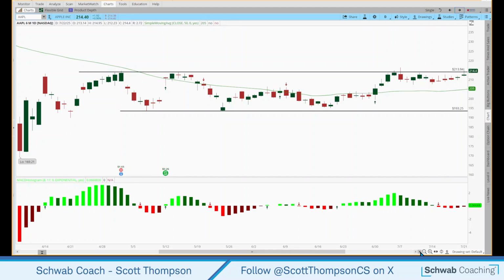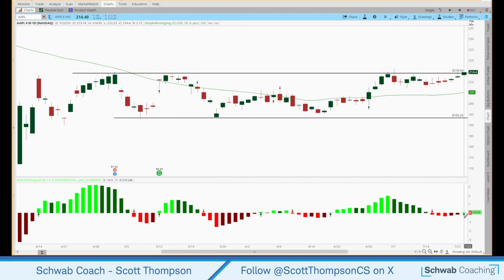So if I move the chart forward today, we can actually see the MACD is trying to go green. The stock's been kind of flirting with that 214 area, and we're at 214.40 right now. Some traders would actually like to see it close maybe above the most recent high that we've had, which is right there about 216. So as a trader, you'll have to decide how you want to implement that rule.